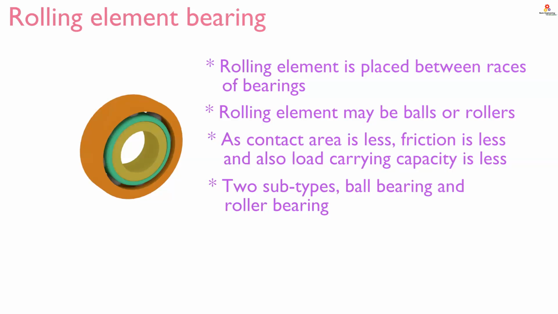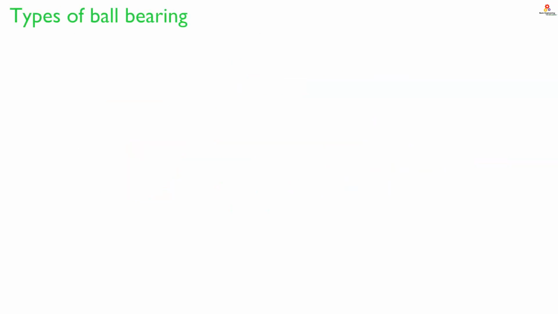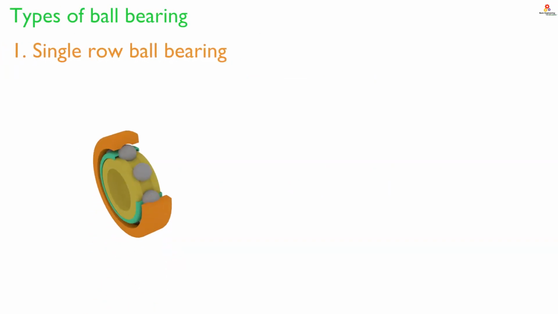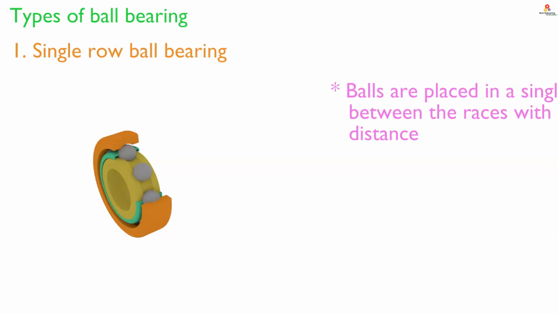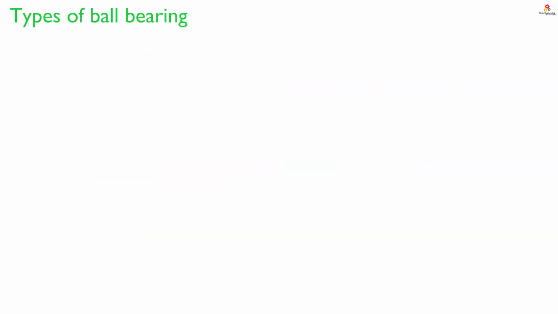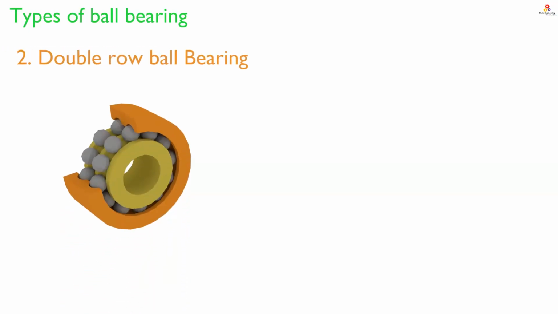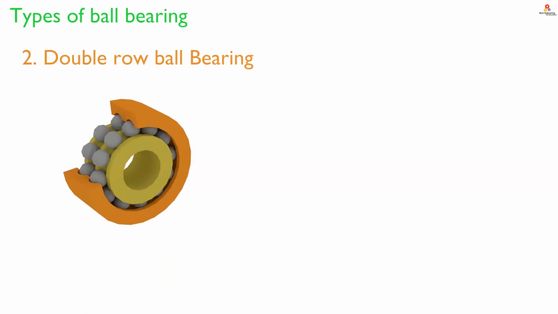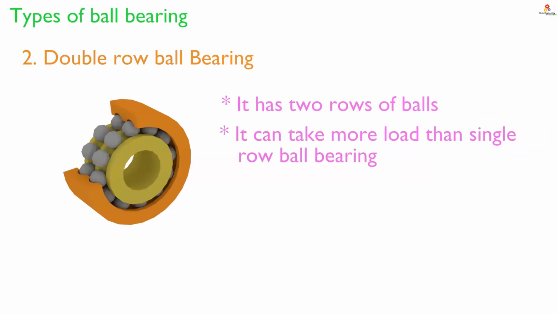Under ball bearings, first we find the single row ball bearing. As the name indicates, the balls are placed in a single row between the races with identical distance so that they can take equal load. Next is double row ball bearing. It has two rows of balls so that it can take more load than the single row ball bearing.